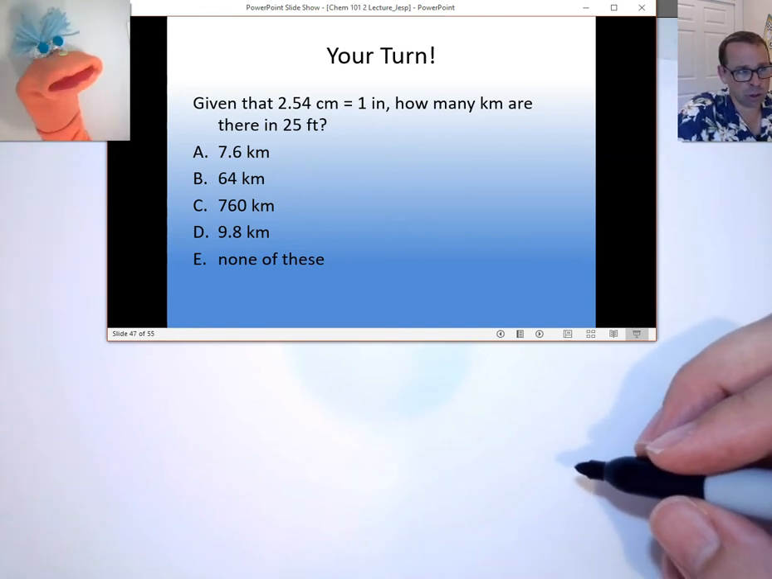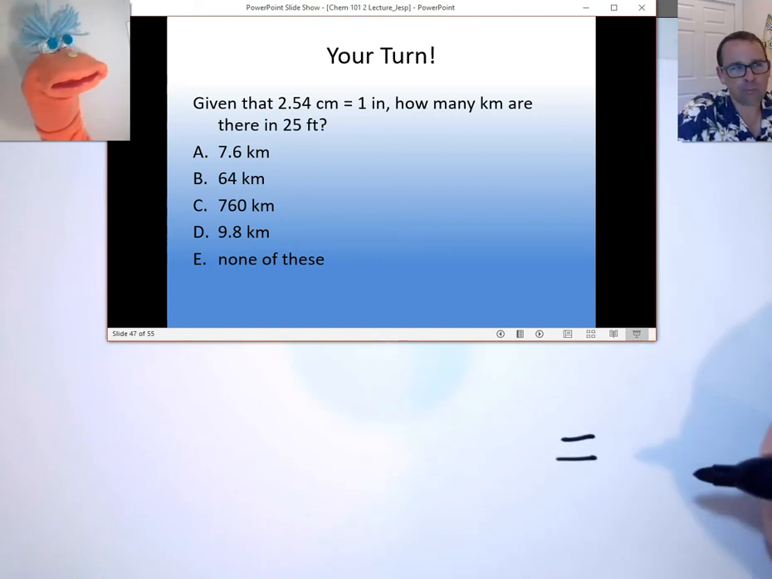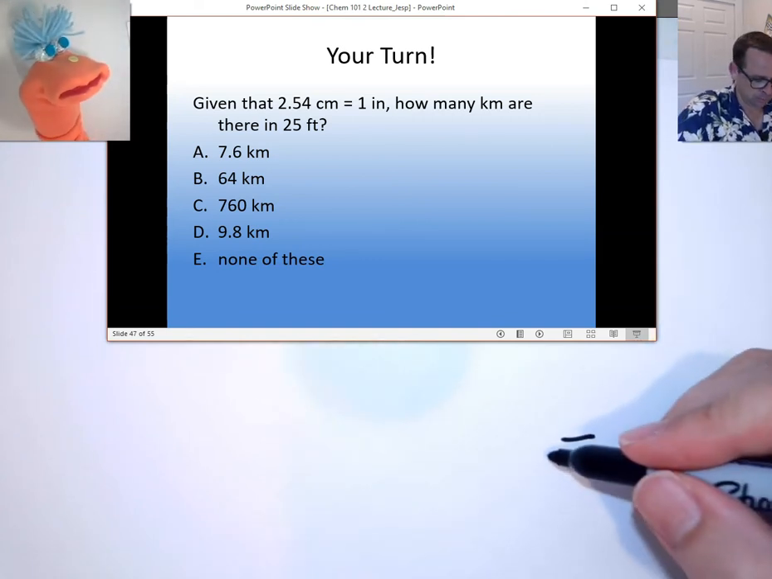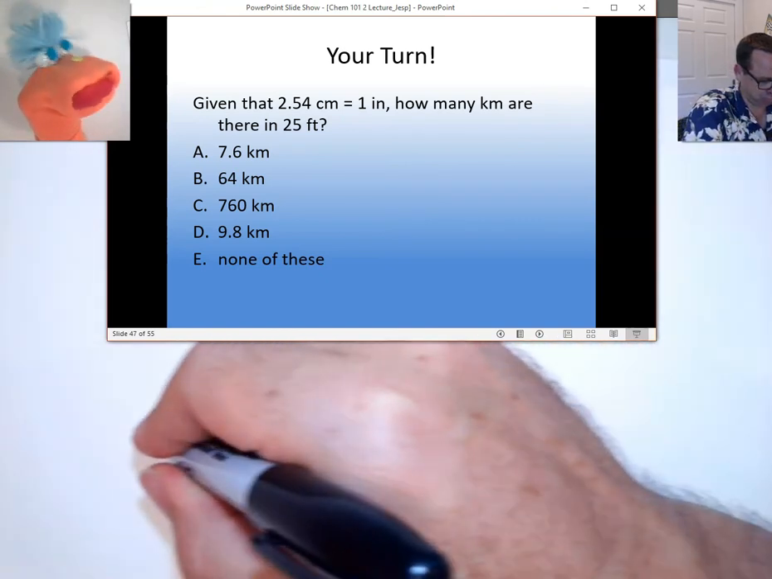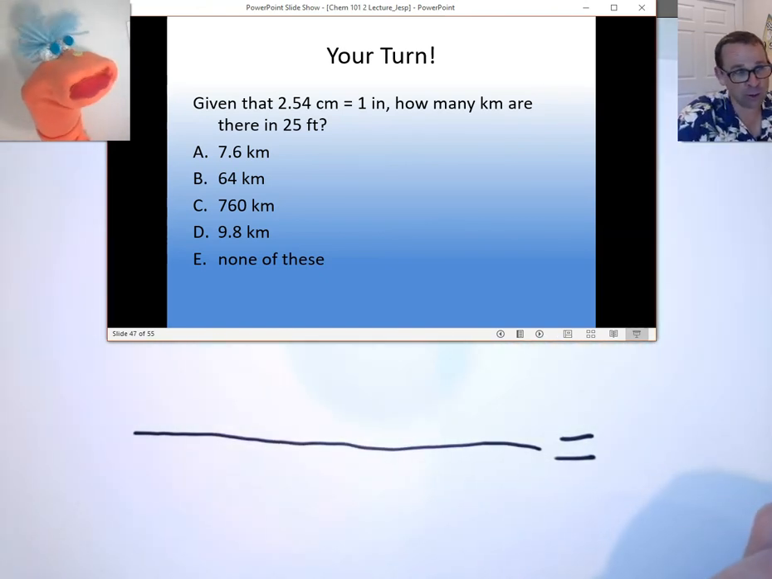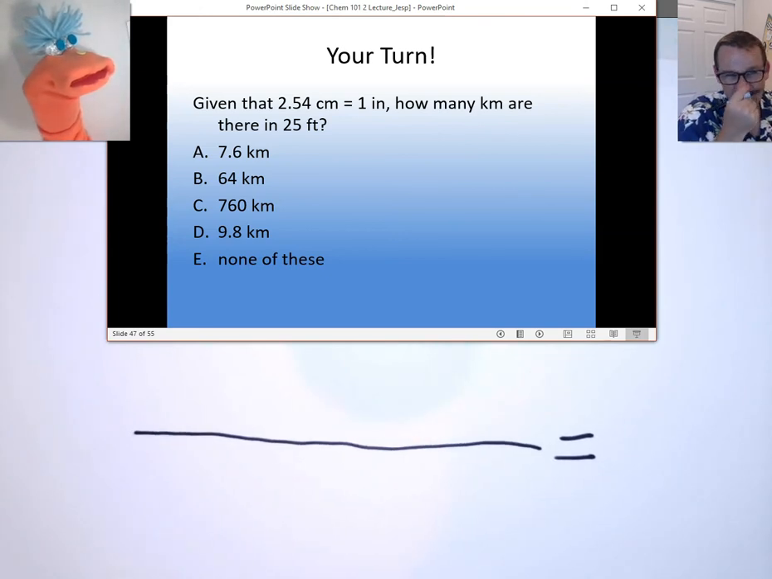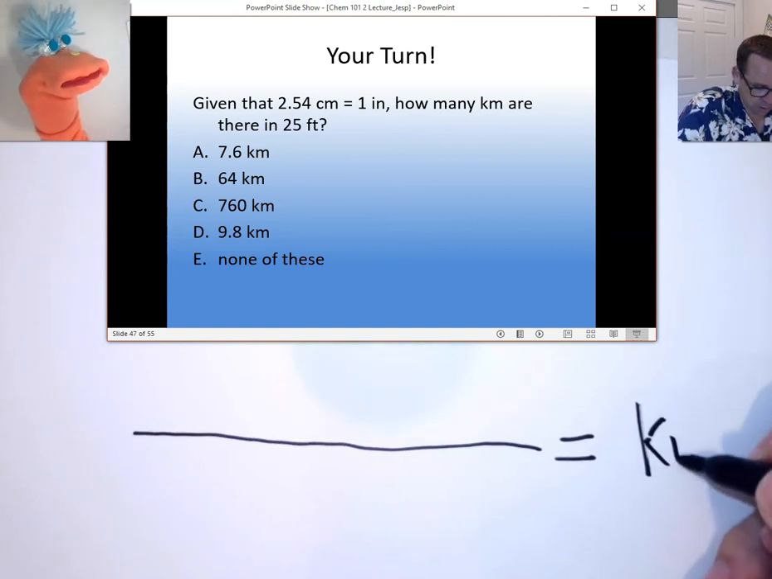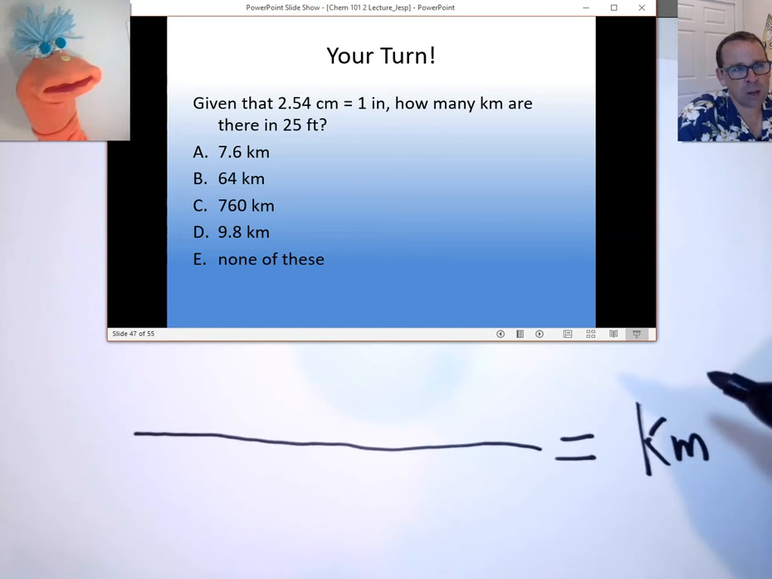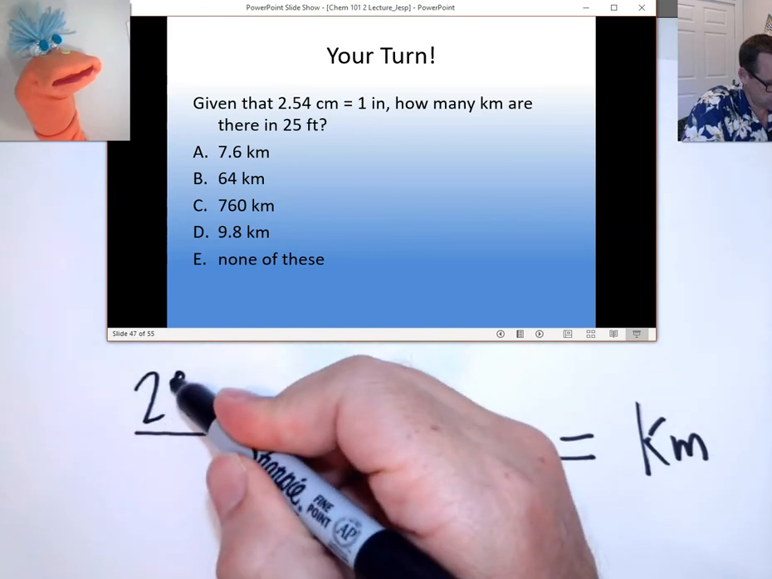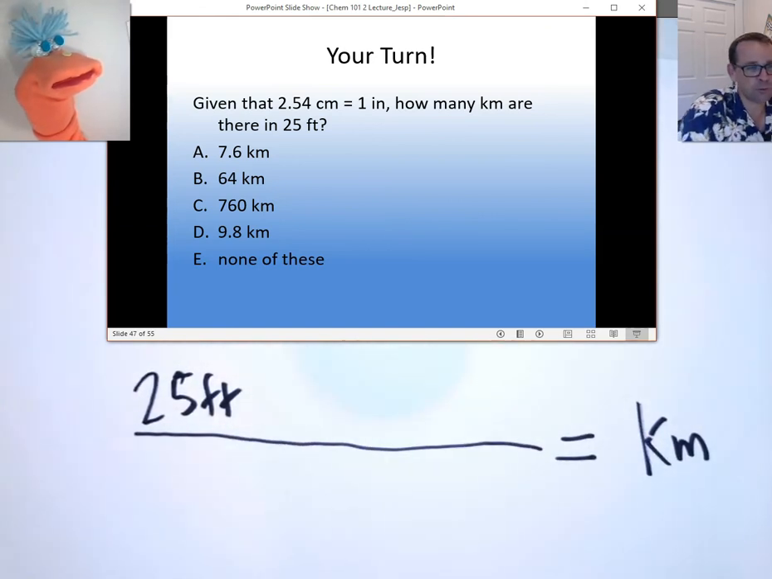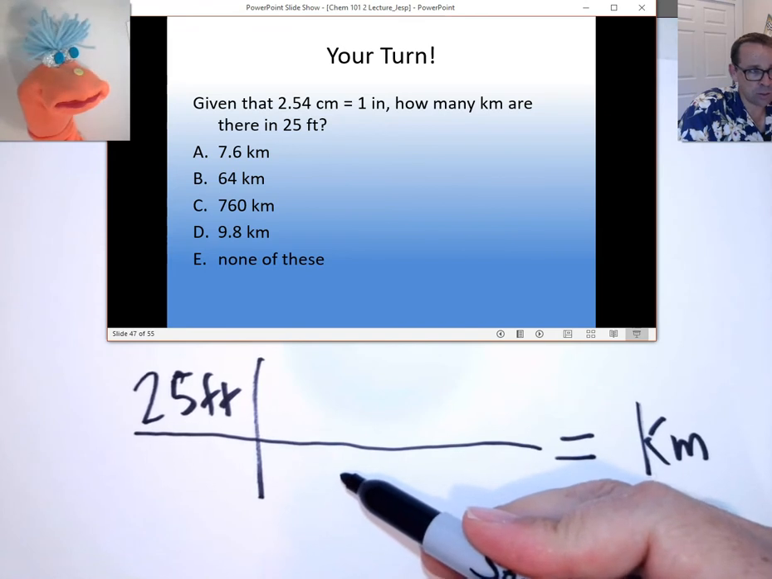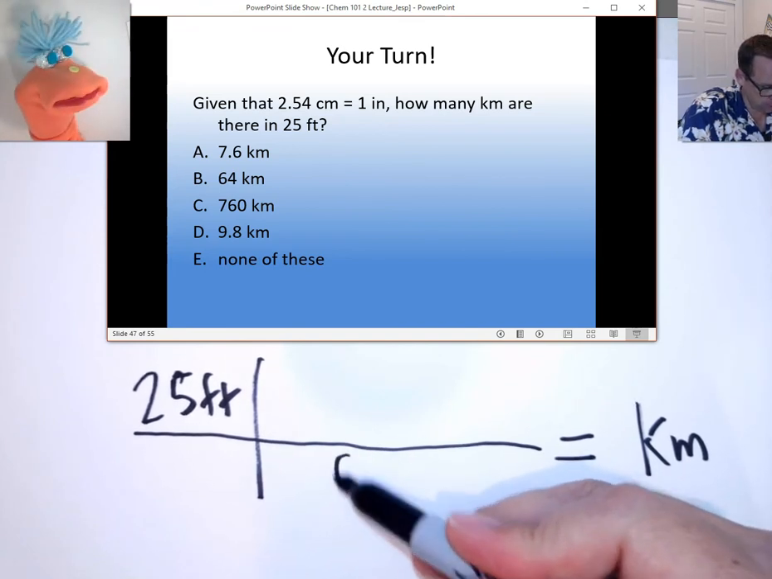Give us an equal sign. Okay. And a line. I'll breathe out. Very good, Fred. Very good. All right, so what goes to the right of our equal sign? Kilometers. Very good. Kilometers. How many? That's right. And what goes to the top left? 25 feet. Very good. 25 feet. What goes down here? We got to get rid of feet, so feet goes down there.